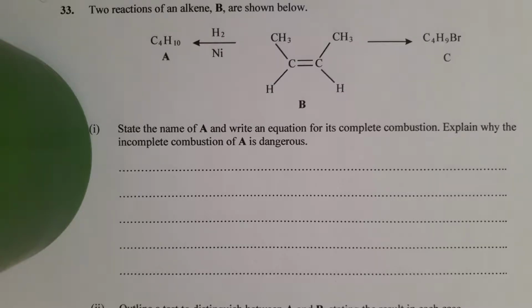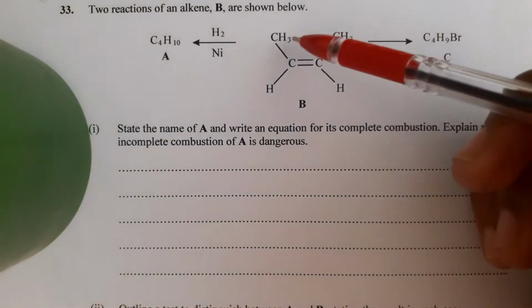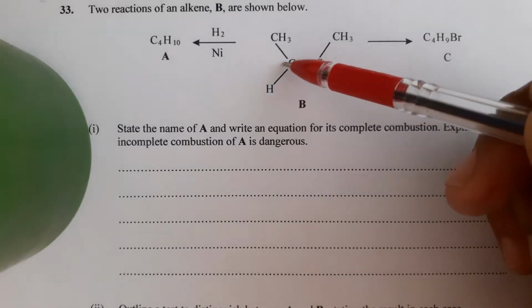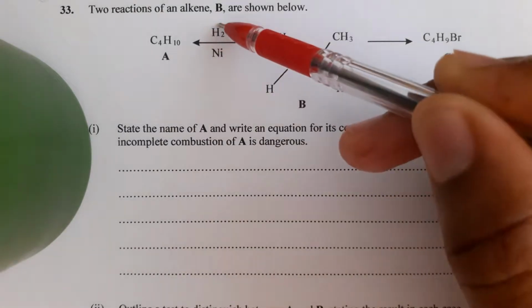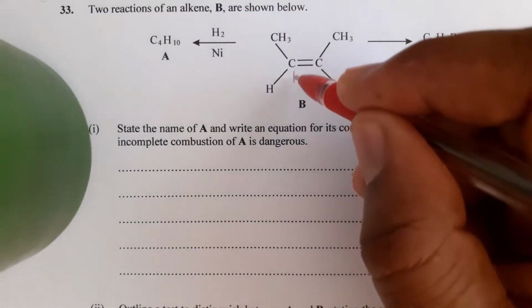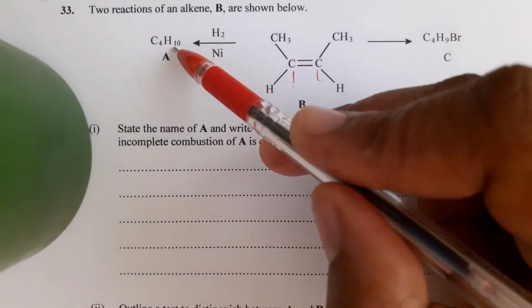The question says, state the name of A and write an equation for its complete combustion. Explain why the incomplete combustion of A is dangerous. So first thing we need to look at is for compound A, we need to look at what it's coming from. It's coming from this 4-carbon molecule, which has a double bond between these two carbons. So obviously, if we're going to be adding hydrogen, remember you learned in class that the hydrogen will add across the double bond here and here. One hydrogen atom here, one hydrogen atom here. And you're going to get this molecule.